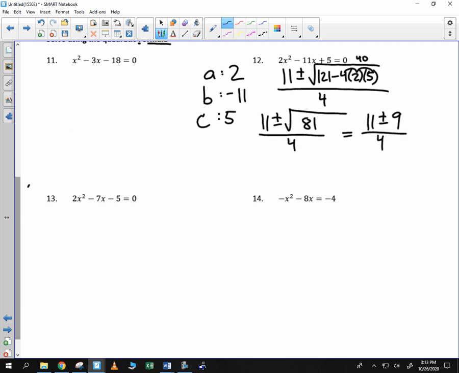Since it comes out to be a perfect square, find those two numbers. 11 plus 9 divided by 4, and 11 minus 9 divided by 4. 11 plus 9 is 20, divided by 4 is 5. 11 minus 9 is 2, divided by 4 is a half.